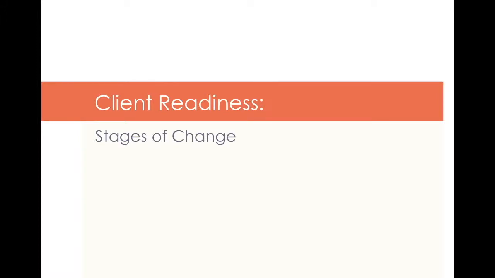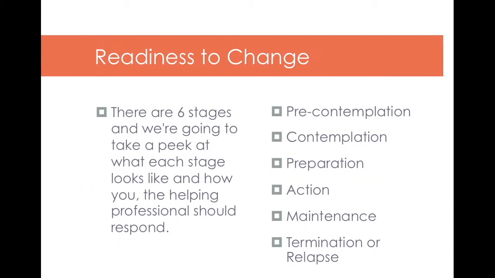Today we're going to talk about client readiness to change and the stages which a client can go through when they come to see you, the helping professional. So let's get started. There are 6 stages in terms of readiness to change, and we're going to take a look at what each stage looks like and how you, the helping professional, can respond. So the 6 stages are pre-contemplation, contemplation, preparation, action, maintenance, and termination or relapse.